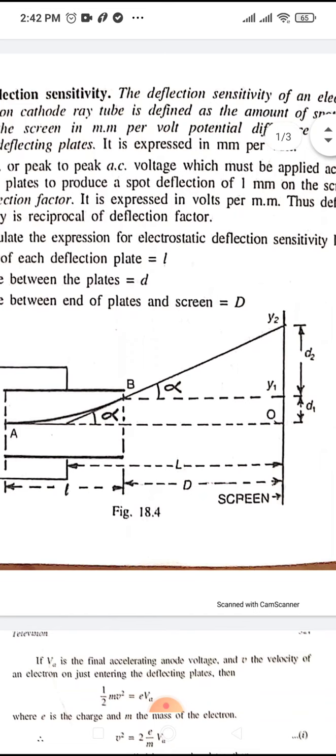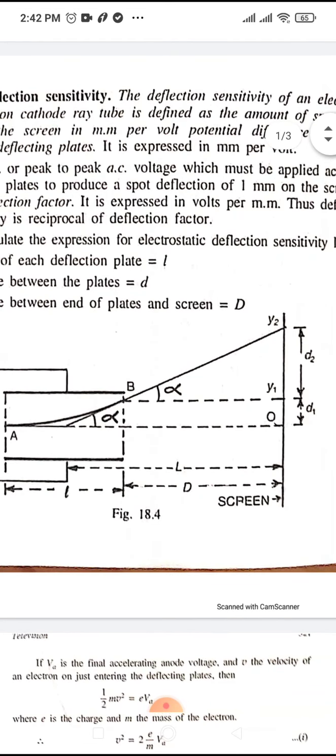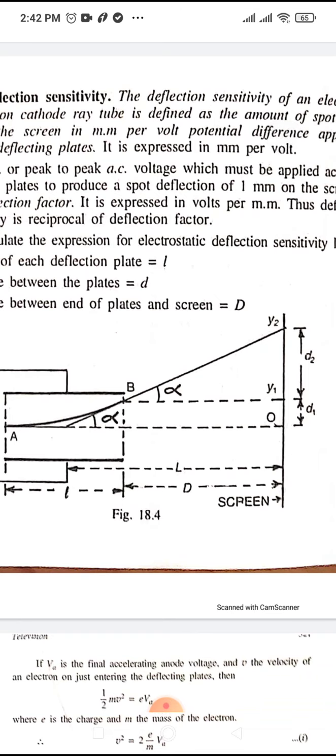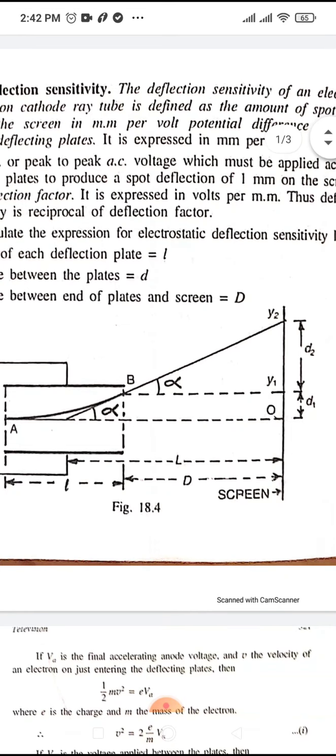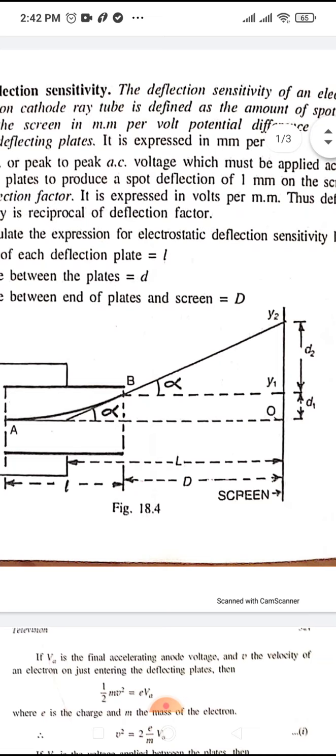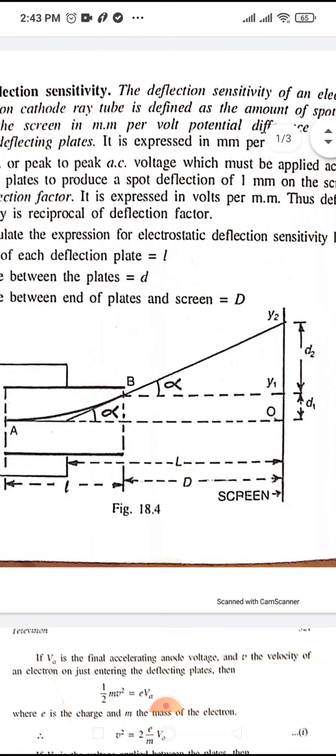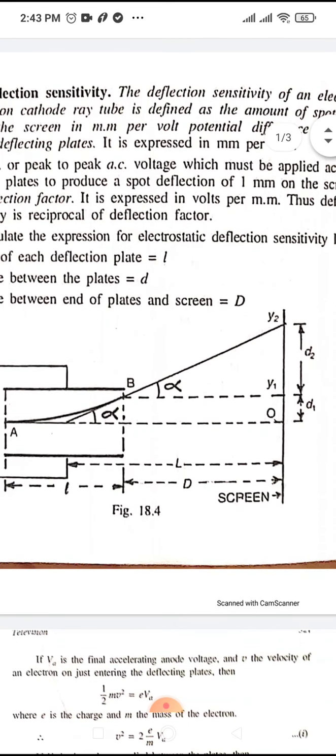The DC or peak to peak AC voltage which must be applied across the deflection plate to produce a spot deflection of 1 mm on the screen is called deflection factor. It is expressed in volt per mm. The deflection sensitivity is reciprocal to the deflection factor.